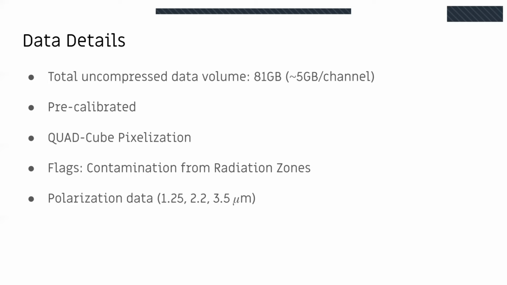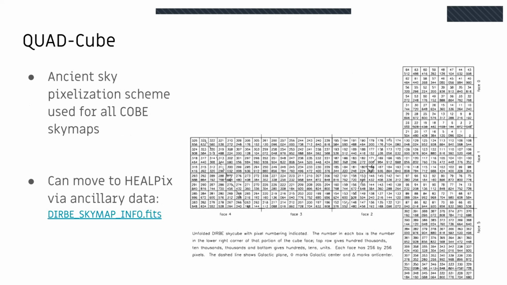Unfortunately, the data is old, and as a result, it was all stored in quad cube pixelization, which we'll talk about. There's also some interesting things with the flags, since COBE flew in a low Earth orbit as opposed to out at L2 like WMAP or Planck. There's contamination from radiation zones. And then there's also polarization data in the lowest wavelength bands.